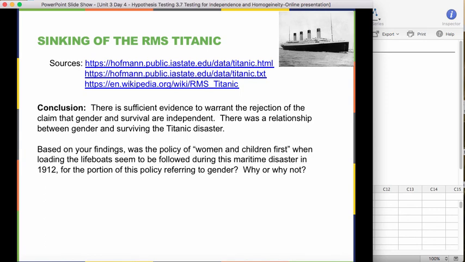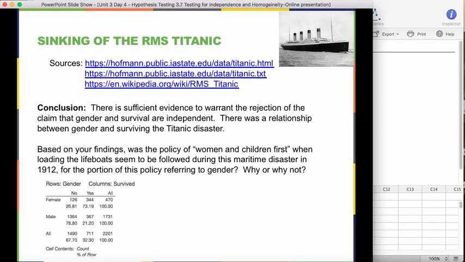Why or why not? Well, we have looked at this a couple of ways, and finally we did a statistical test to determine whether gender and survival were independent. And we found out we rejected that null hypothesis. When we first looked at the expected values of survival rate versus gender, we noticed that from a percentage perspective, a very high percentage of females survived and a very low percentage of males survived, in comparison to the actual percentage of surviving and dying of both genders.